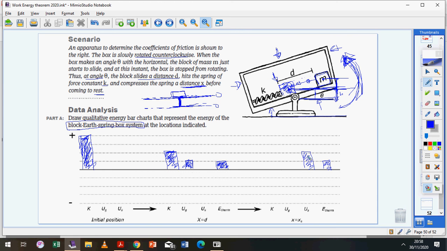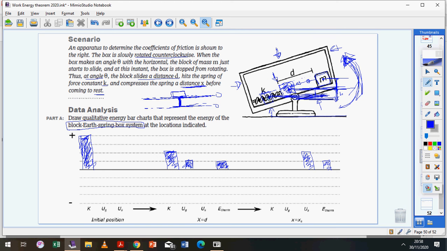And what else do I have? Do you think I have any other form of energy at this position when the mass has compressed the spring a distance x? Let's say now the mass is over here. Do I have a height above my initial position?